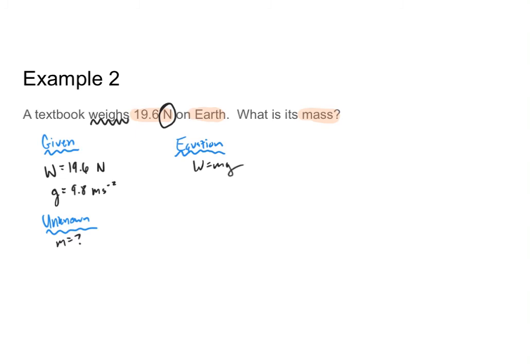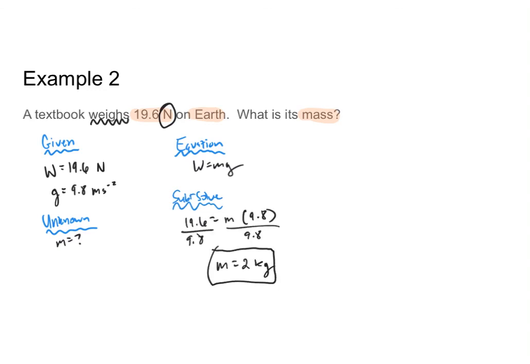Now that I have my equation, I can sub and solve. So let's go ahead and do that. So I know that W, or 19.6, is equal to m, which is my variable, my unknown, times little g, which is 9.8. So I can divide both sides by 9.8. And what I'll find is that the mass of my textbook is 2 kilograms. And there you go. That is how I can go from weight to mass.